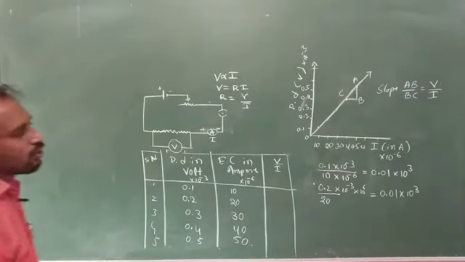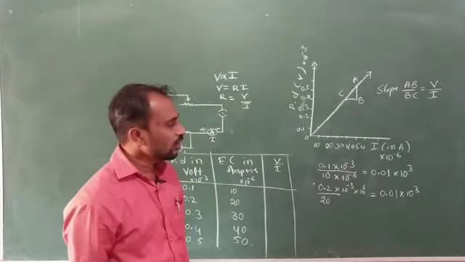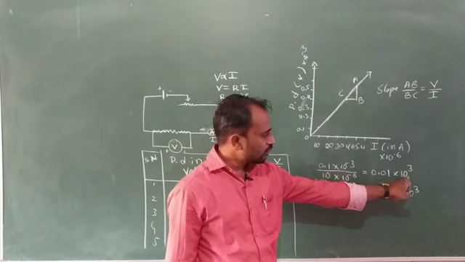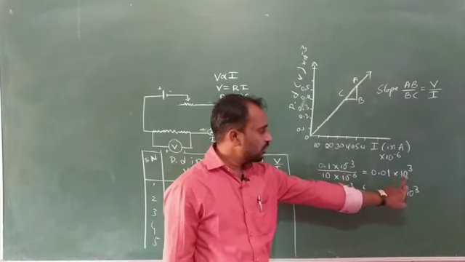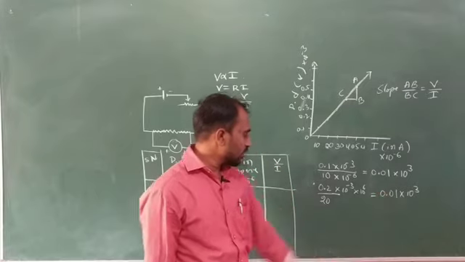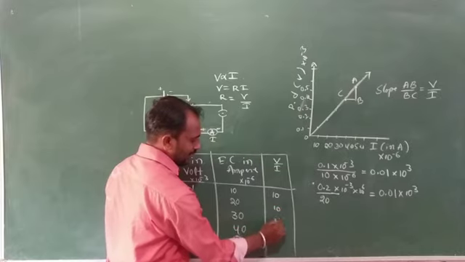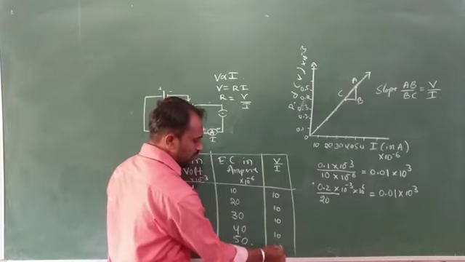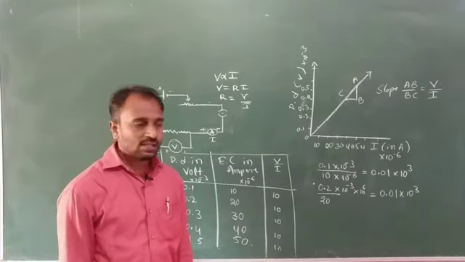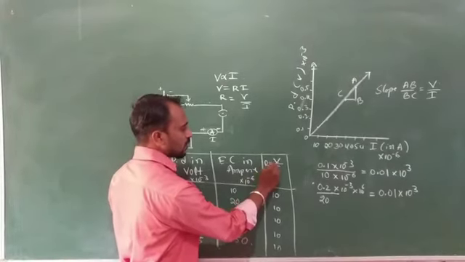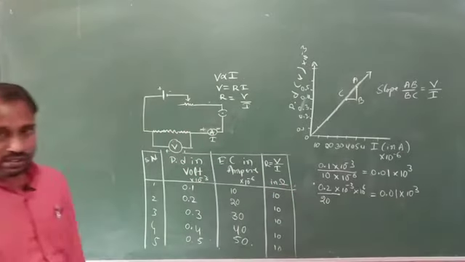Yes, 0.01 into 10 power 3 means this value is 10, because 0.01 into 1000 is 10 ohm. It means the resistance is 10, 10 and 10, so this value is a constant value. So R is equal to V divided by I, and it is in ohm.